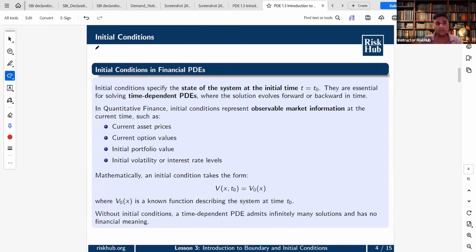Then we get into the initial conditions. Initial condition in financial PDE: the slide defines the initial condition as the state of the system at initial time t equals t naught. The formula is V of x comma t naught equals V naught of x, meaning at the starting time the function is known. In finance, this could be the current asset price, meaning S naught is known today; current portfolio value, where the portfolio starts from a known NAV; current interest rate, R naught is known today; current volatility level, sigma 0 or V naught is known today.